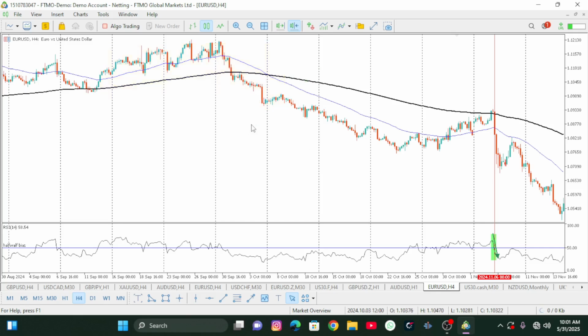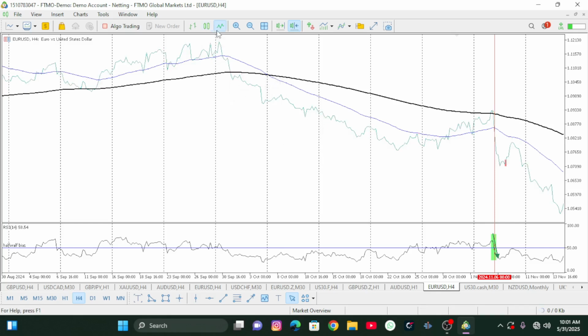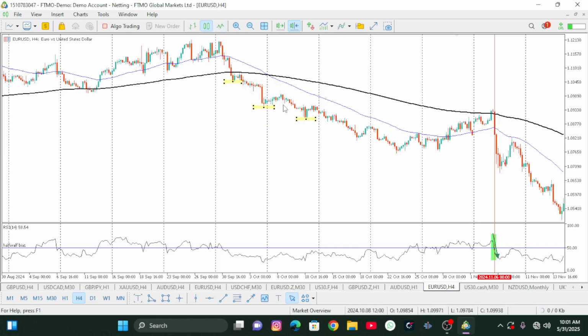So our first hypothesis on the chart, and you can switch to the line chart, you can see it was making a series of lower lows, meaning the price was in a downtrend.